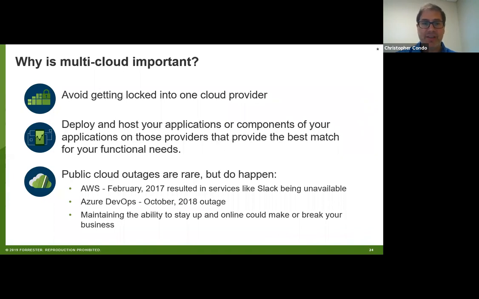The other interesting thing is, although they're rare, public cloud outages do happen. Like in February 2017, there was an S3 outage. Slack went down. A lot of other big services went down, and it was all because of a fat thumb on a configuration variable for S3. Azure DevOps has had an outage. All of the cloud platforms have had their share of small outages.